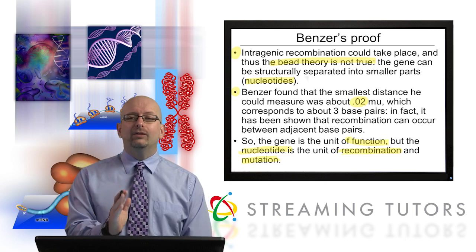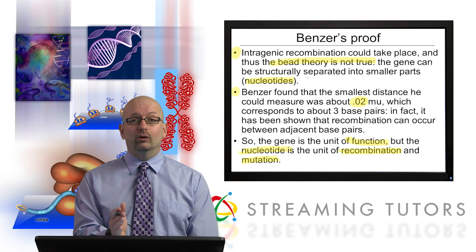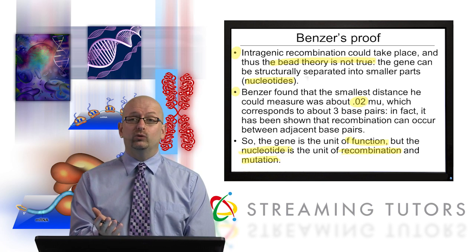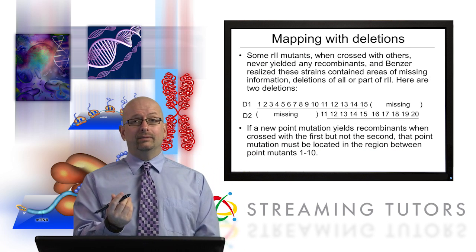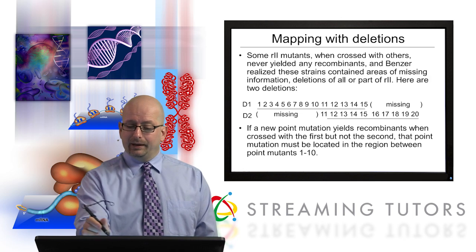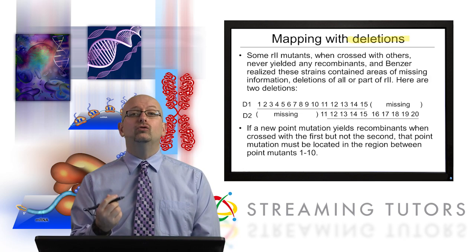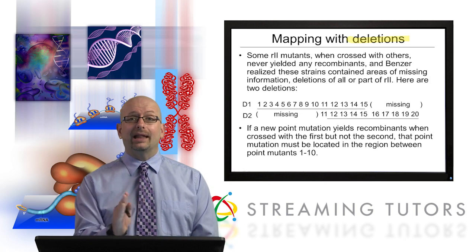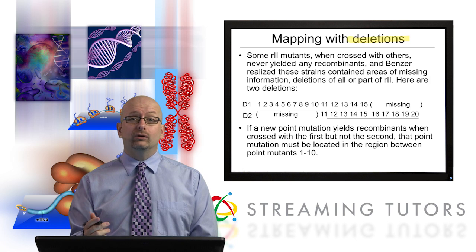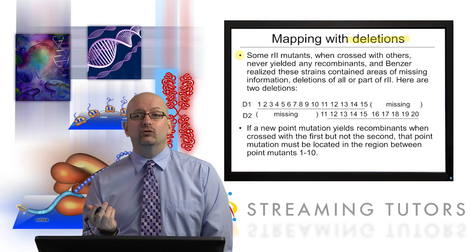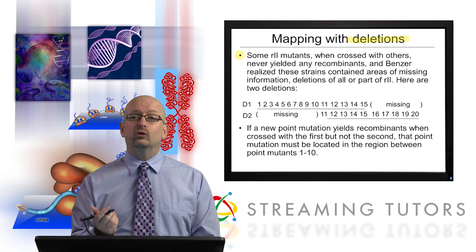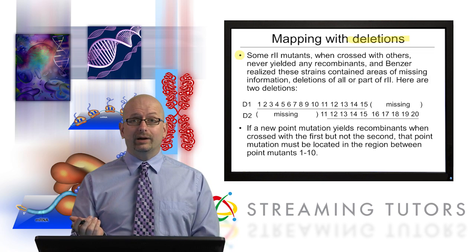So this is really getting down to the nitty-gritty of the fine structure, as we said, of what the gene is. Now, Benzer went on to do some more work because he found that if he used deletions, he could get a lot more map information a lot more quickly. So the original thing that put him on this track was that some of the R2 mutants, when crossed with others, never yielded any recombinants.